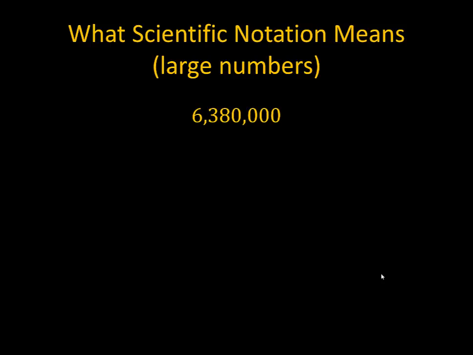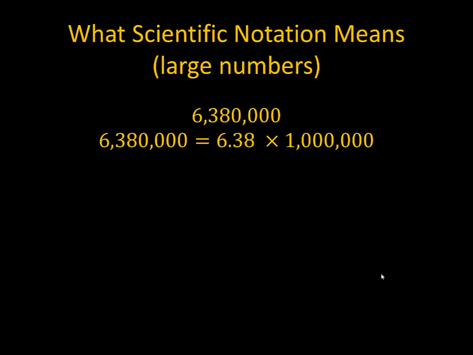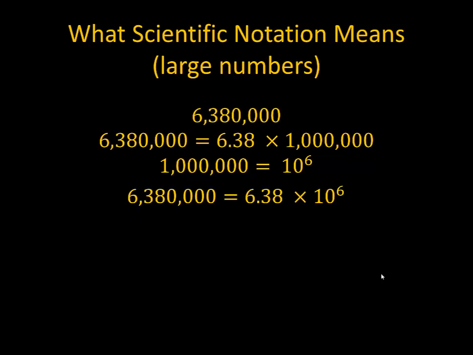Here's another large number, one we could read as 6,380,000. You can write this as a product of 6.38 and 1 million. But 1 million, again, happens to be a power of 10. You can write that 1 million as 10 to the 6th. So you can replace the 1 million in the expression above with 10 to the 6th, and you've written 6,380,000 as 6.38 times 10 to the 6th.